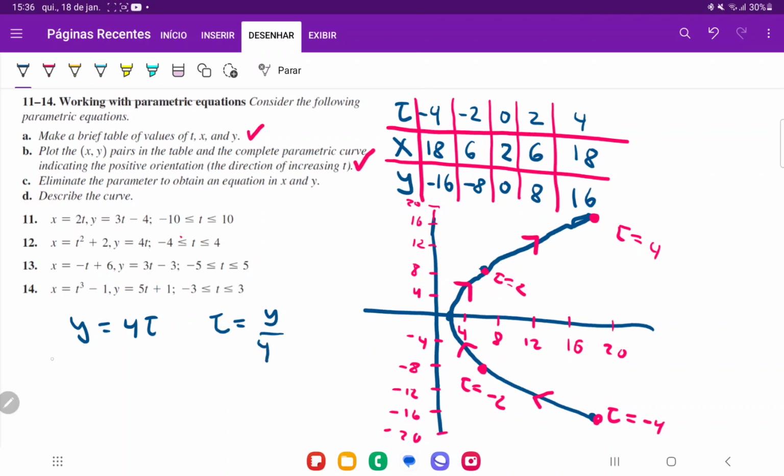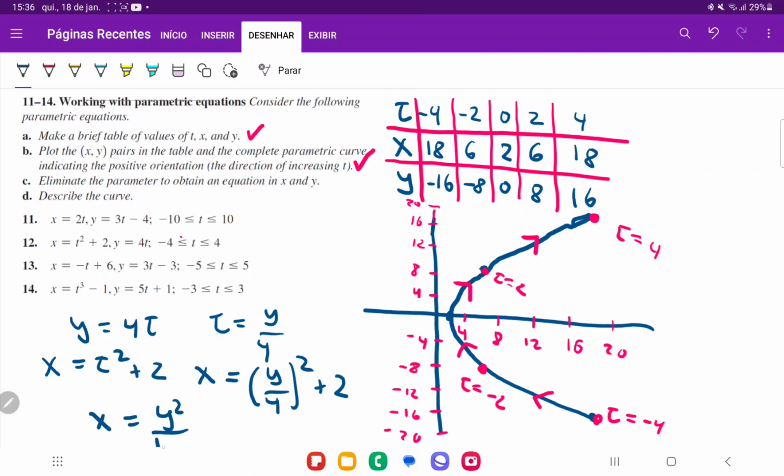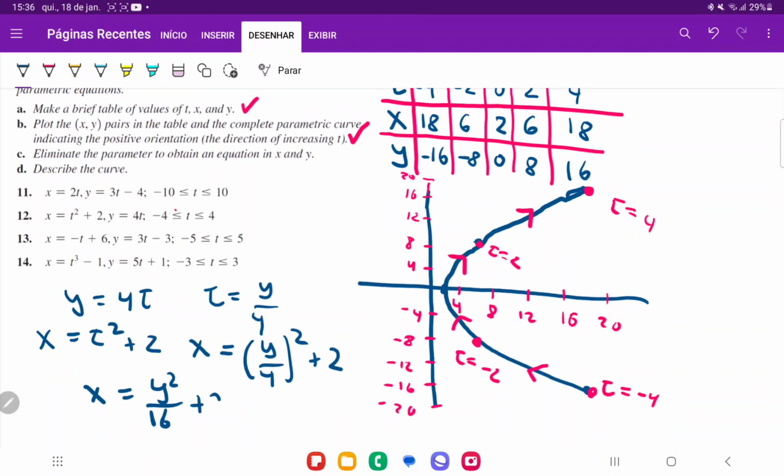So once we have this, remember that our equation is x is equal to t squared plus 2. And since we have t in terms of y, we're now just going to plug it into the x equation. So x is equal to t squared, and t is y over 4, squared, plus 2. If we simplify this, x is equal to y squared over 16 plus 2. And this here is our Cartesian equation where we've eliminated the parameter, right? We can see that t is no longer there.